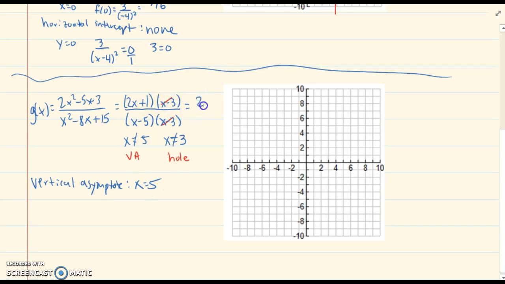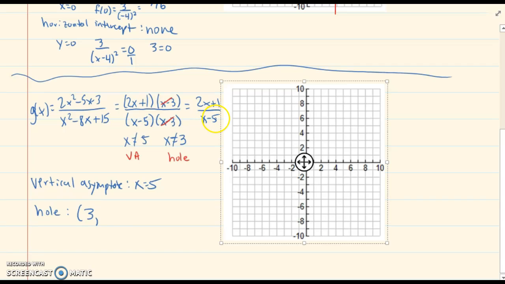And let's just finish this one off here, so I forgot to finish reducing it. Because we're going to need it now. When we have our hole, we have one at x equals 3, and we want to find the y coordinate. To do that, I'm going to take 3 and plug it into here. That gives me 7 over negative 2, so negative 7 halves. All right, horizontal asymptote.